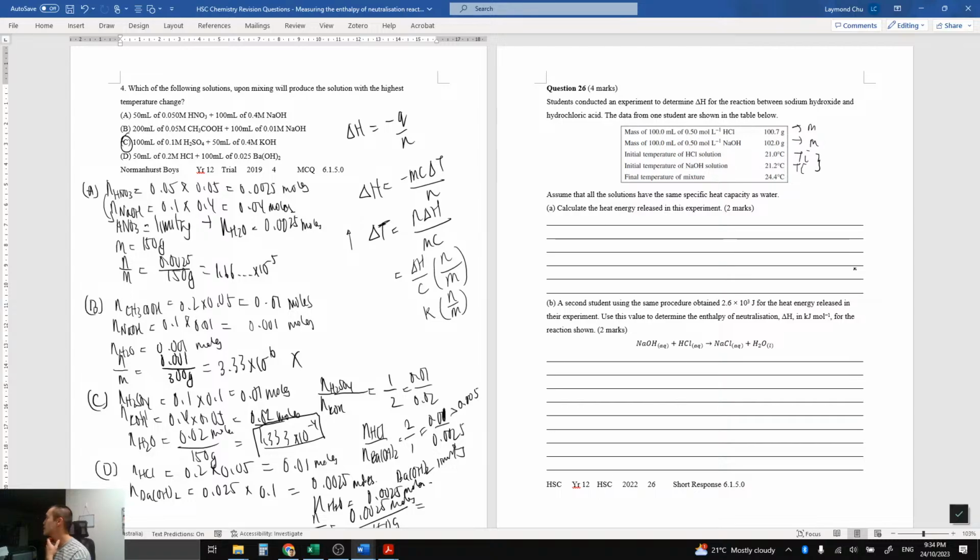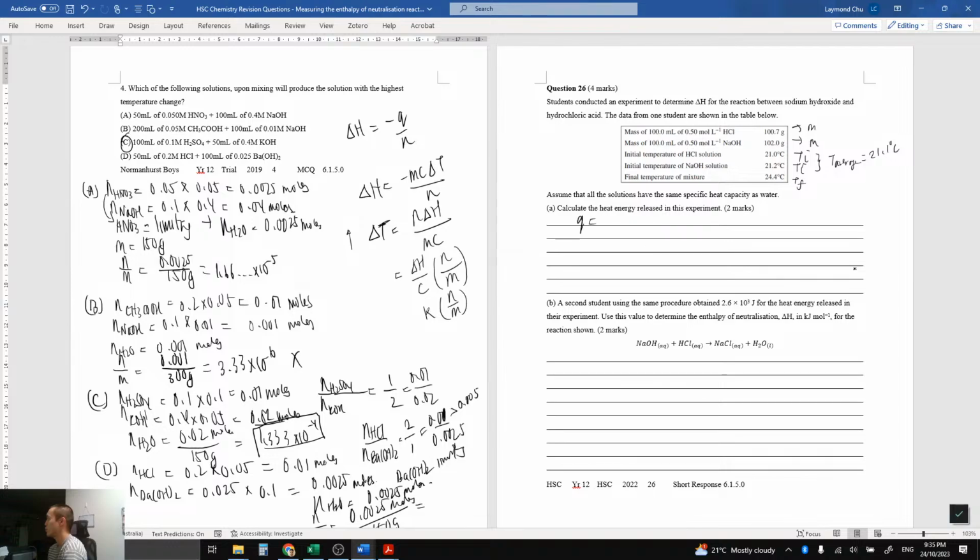If we're mixing it, it should be an average temperature, which is 21.1, just the middle of these two. And then we've got TF as well, which is the final temperature. Okay, perfect. Assume that all solutions have the same specific heat capacity as water. It's stated our assumption for us, so we don't need to mention that. So calculate the heat energy released in this experiment. So we're looking at heat energy.